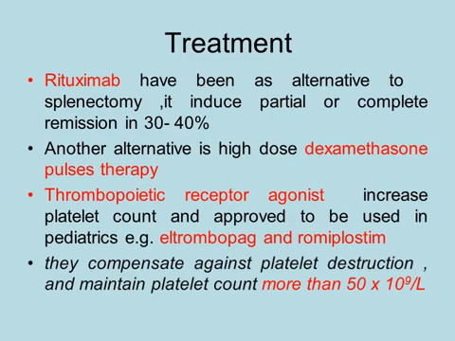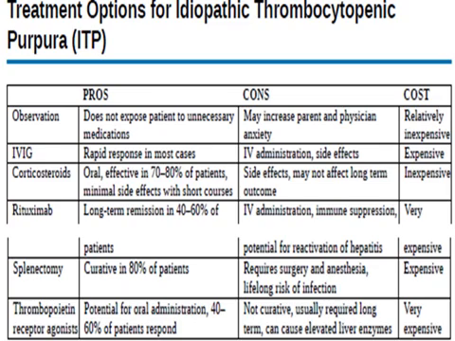Thrombopoietic receptor agonists increase platelet count and are approved to be used in pediatrics, including eltrombopag and romiplostim. They compensate against platelet destruction and maintain platelet count more than 50,000. This table shows the different lines of treatment with their pros, cons, and costs.